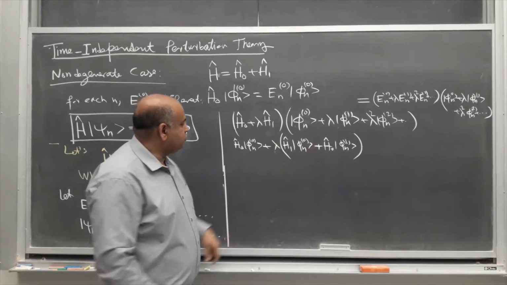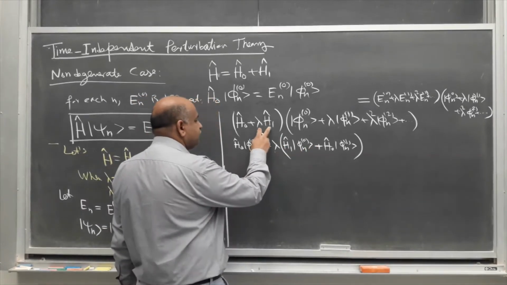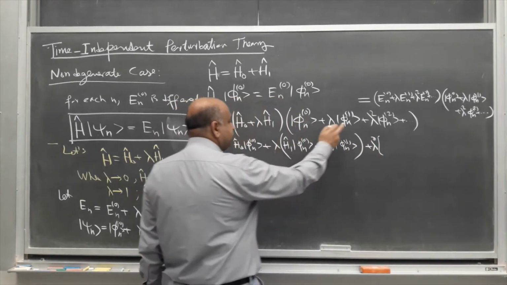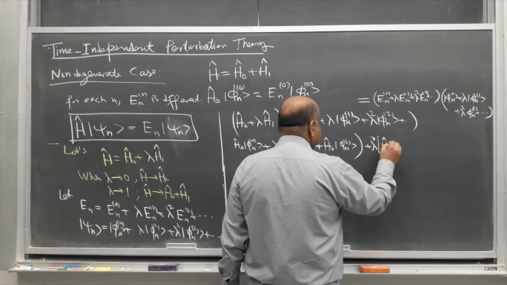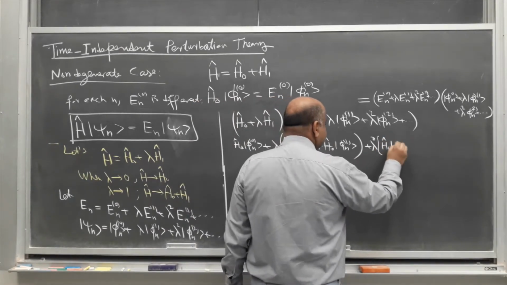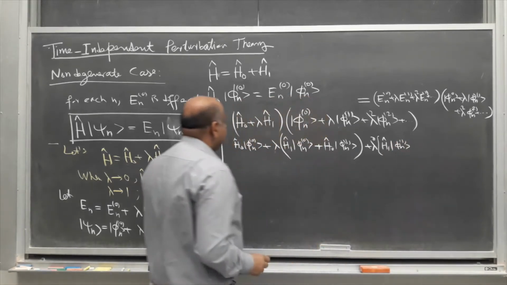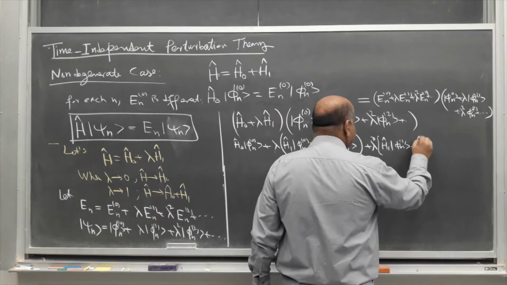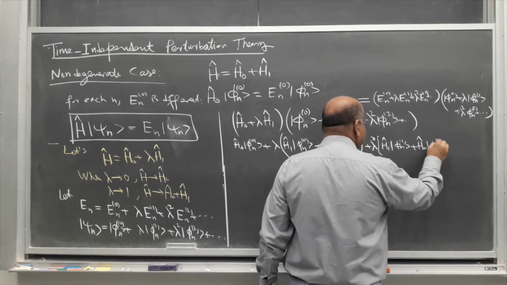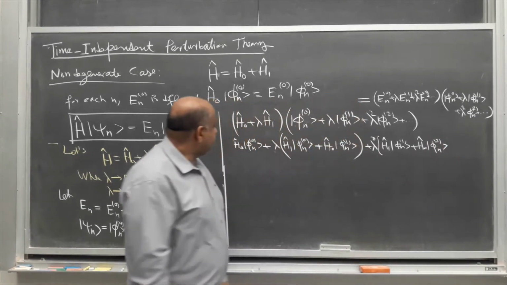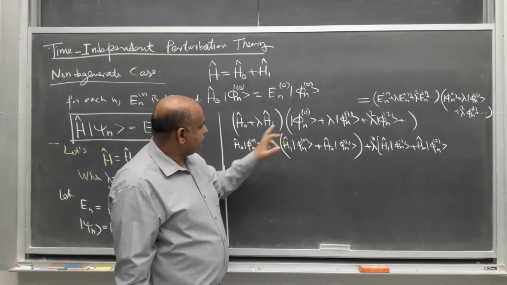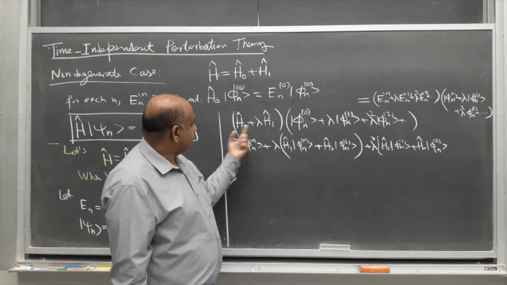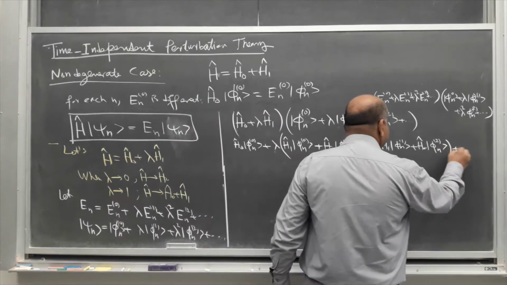We have lambda square and so on. So let's see what are the lambda square terms. If this one multiplies with this one, I get lambda square term H1 phi n1, and if this H0 applies to this term, I get again a lambda square term, H0 phi n2. Any other lambda square term? The next term is lambda cube, so no, we have only these two terms, and then so on.